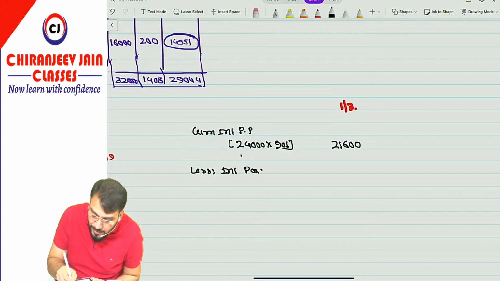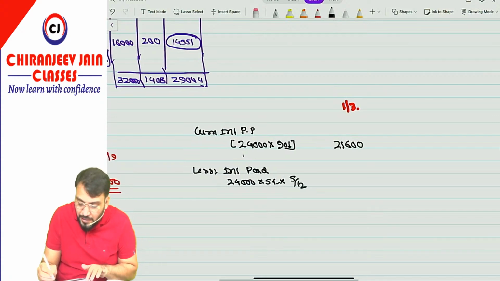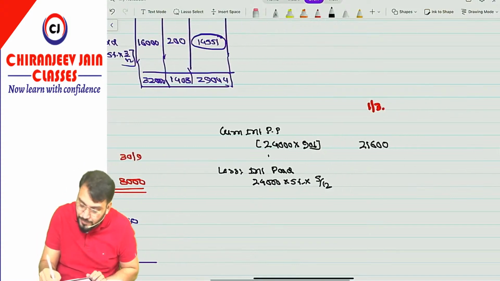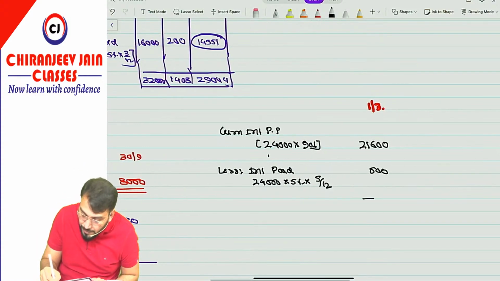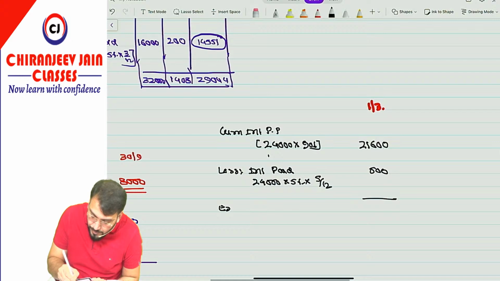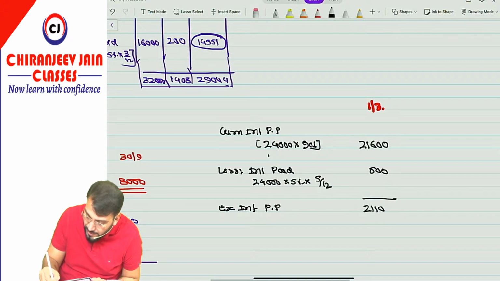Already we calculated that interest paid is for how many months? 5% for 5 months. How much did we calculate? That was 500. So this will become the ex interest purchase price, which will be 21,100.